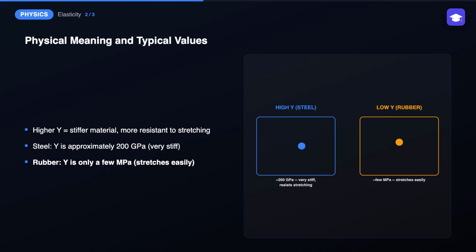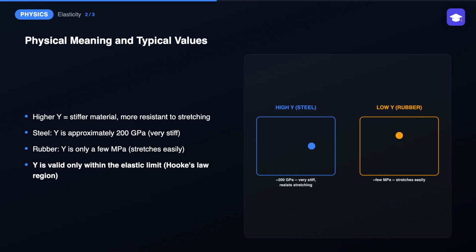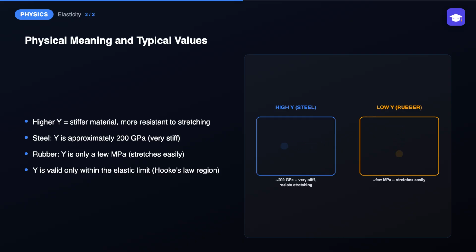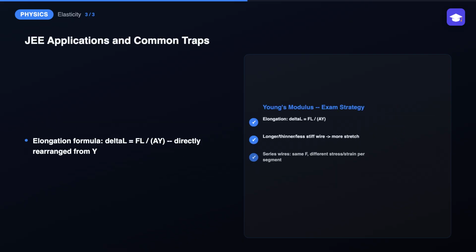Young's modulus specifically applies only within the elastic limit, the region where the material returns completely to its original length once the applied force is removed. Beyond this limit, the material undergoes permanent plastic deformation and Hooke's law, and therefore this constant linear relationship, no longer holds. A genuinely classic JEE application involves finding the elongation of a wire under a known load.